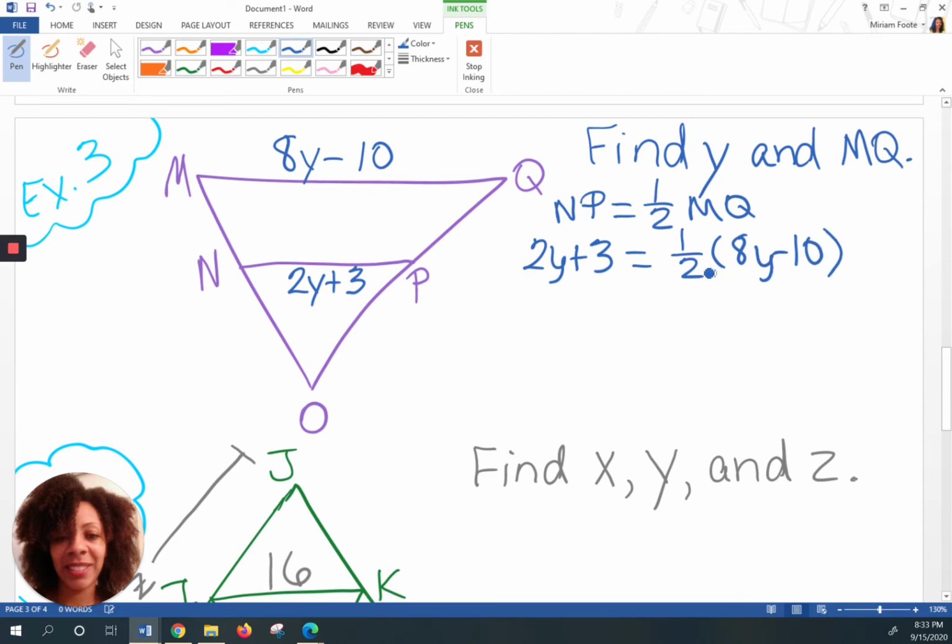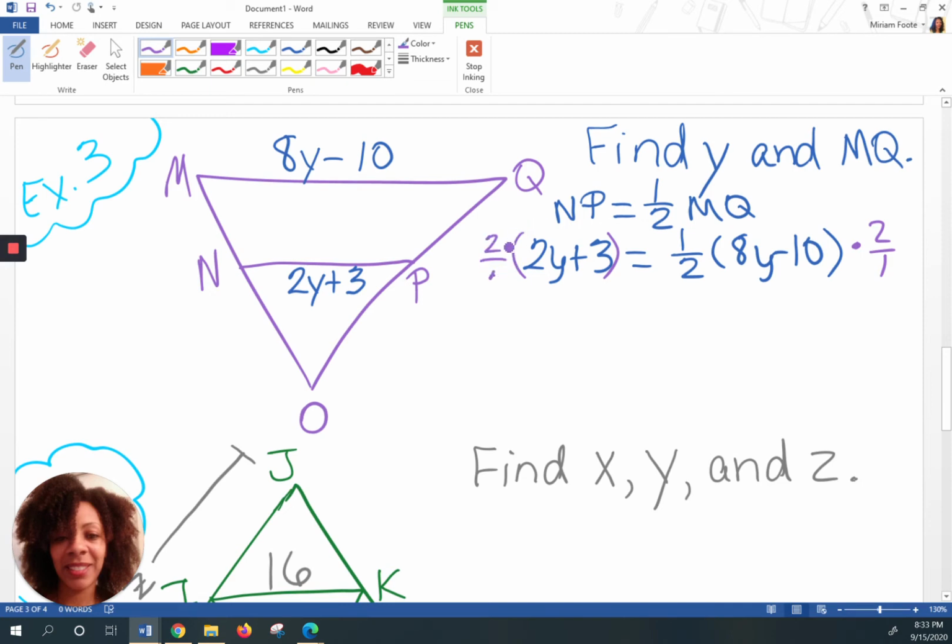If you ever have a fraction on the outside, what you're trying to do is get rid of that fraction. And in order to get rid of the fraction, you do the inverse, the reciprocal. 2 over 1. What I do to one side, I do to the other. But again, 2 over 1 is simply 2.